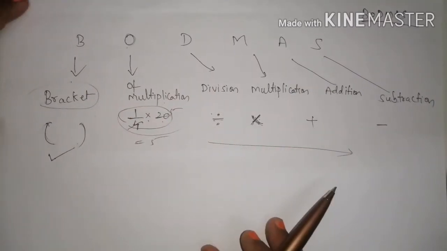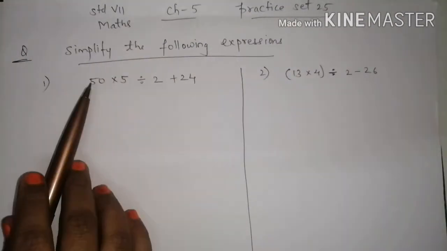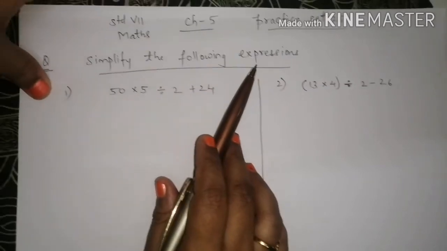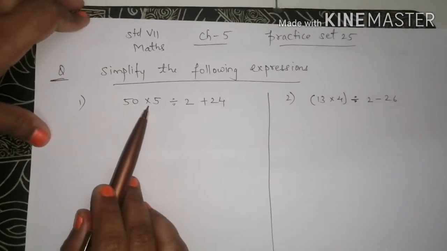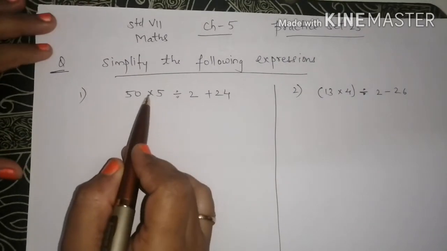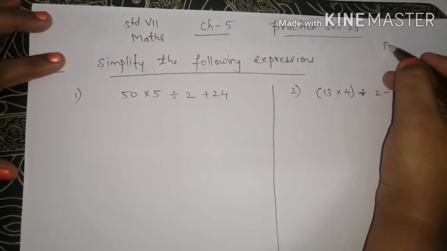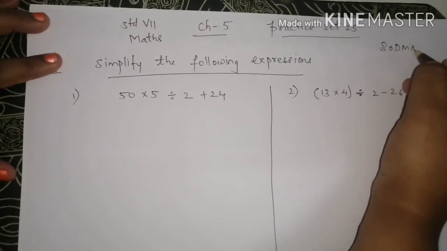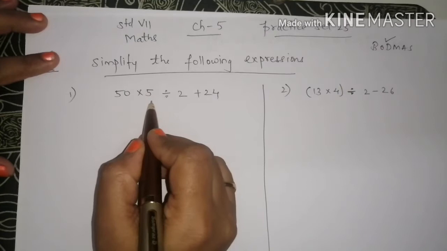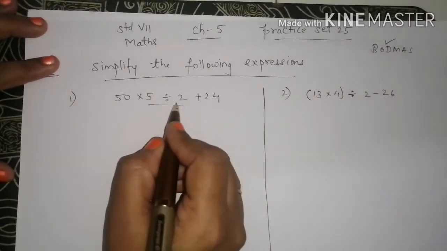So let us solve practice set 25 based on this. See the first one. Simplify the following expressions. 50 multiplied by 5 divided by 2 plus 24. Here first it is multiplication, then division, and then plus. But according to BODMAS, we have to see division first. We can't multiply first because after division comes multiplication. So we have to divide first.